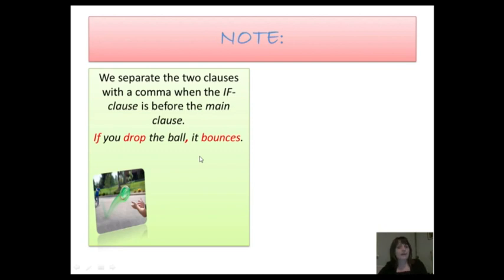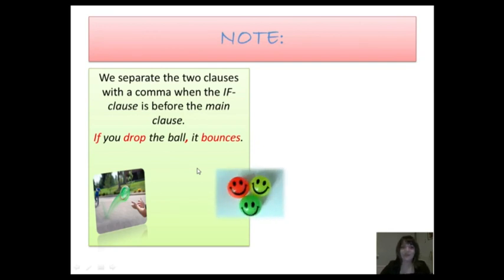So, I have a question for you now. What do you think? Can we change the order of these two sentences? Can we put the main clause first and then the if clause? What do you think?